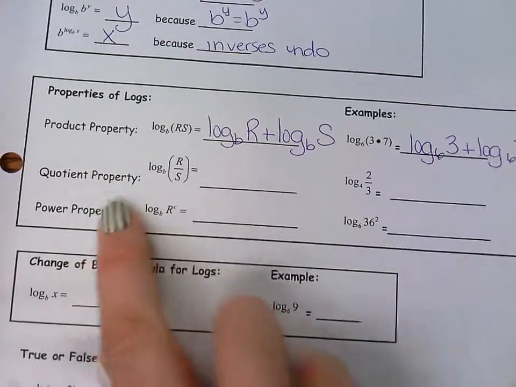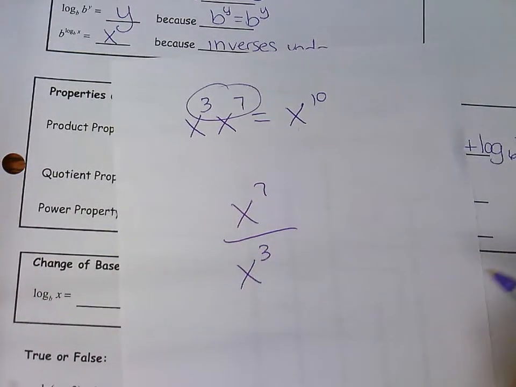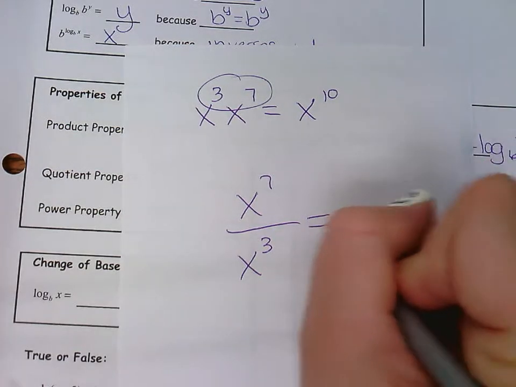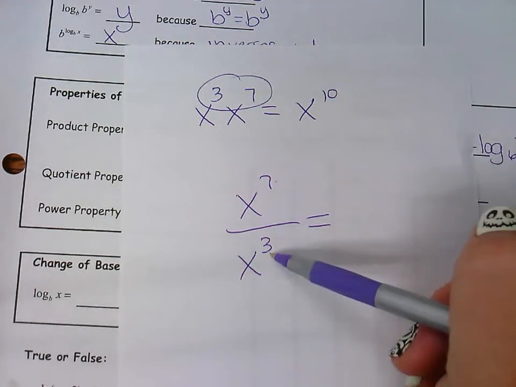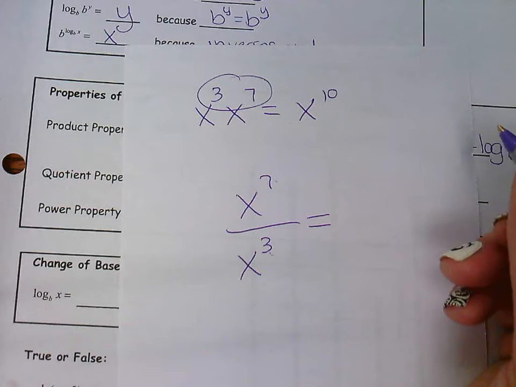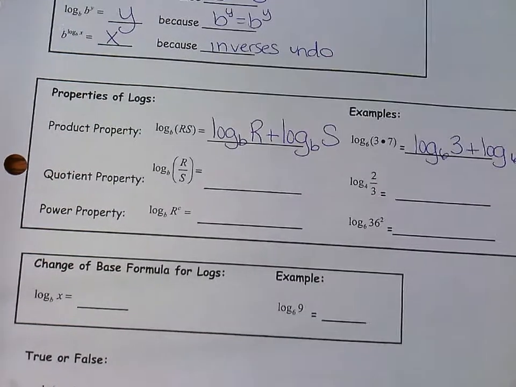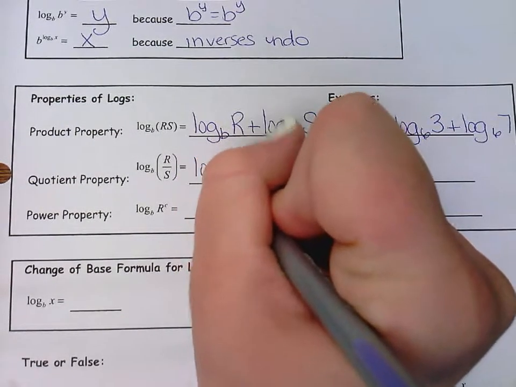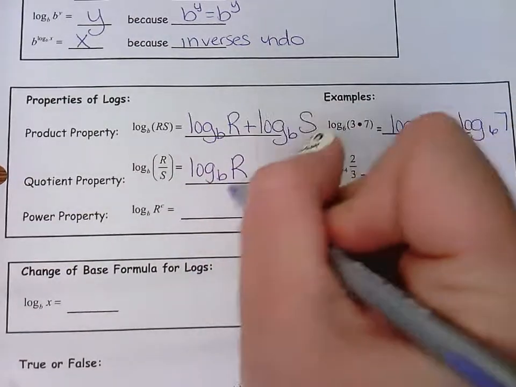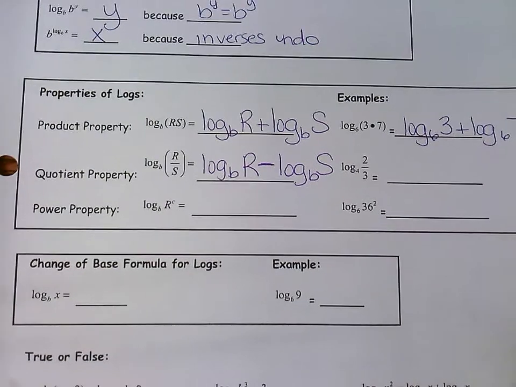Same is true for the quotient property. So what was the rule for exponents? If I had x to the 7th and I was dividing by x cubed, what was the quotient property for exponents? How do I simplify this? What do I do with the 7 and the 3? Subtract, right? 7 minus 3 is 4. Well, guess what? The quotient property for logs is to subtract. So I can write this out as the log base b of r minus the log base b of s.